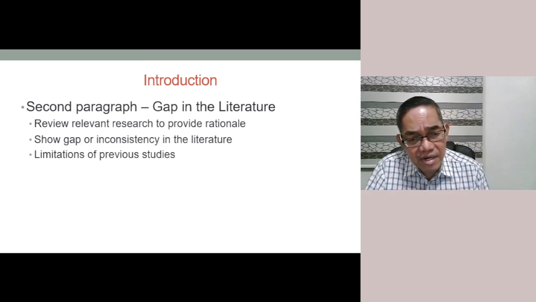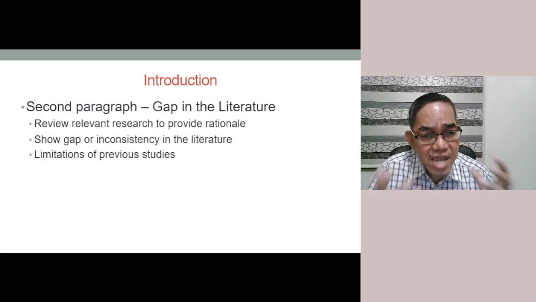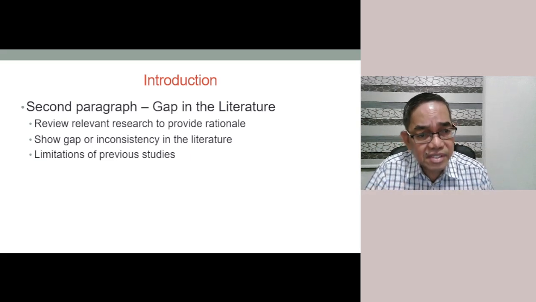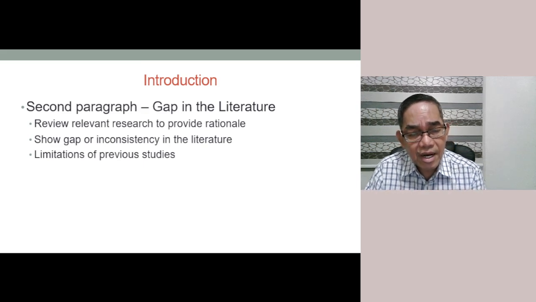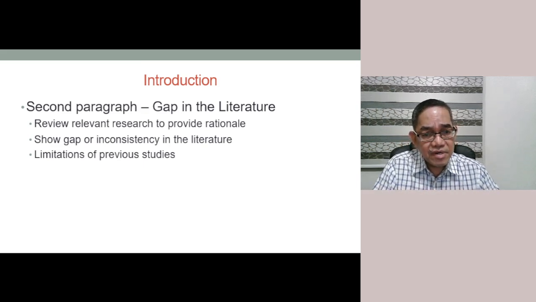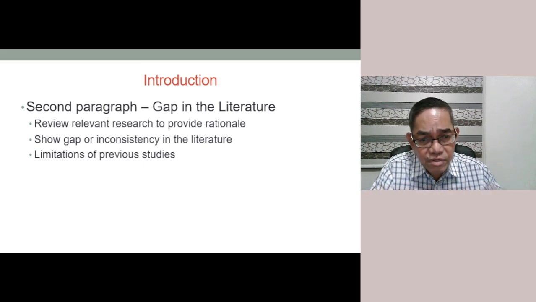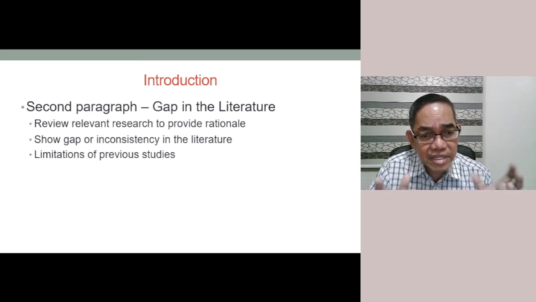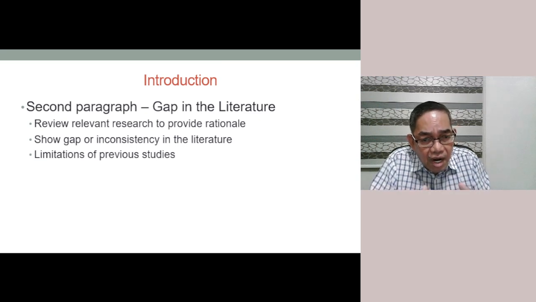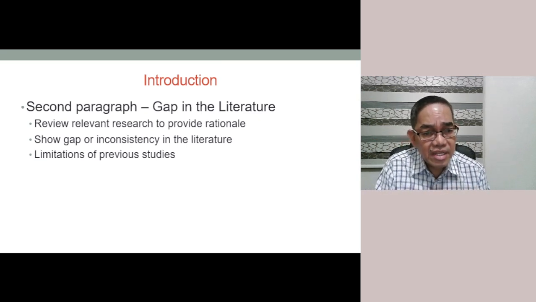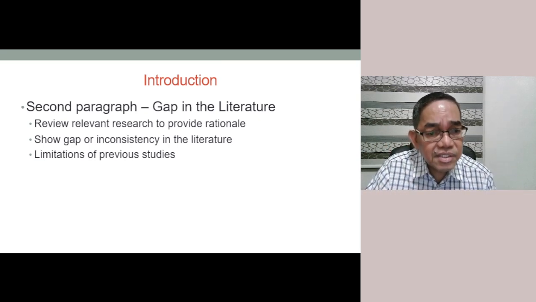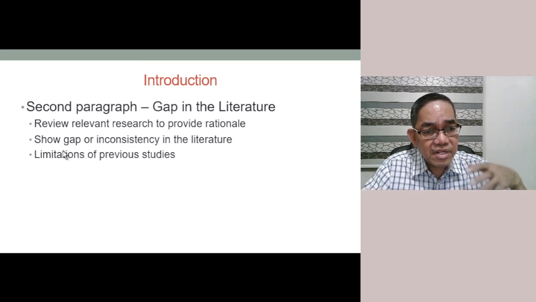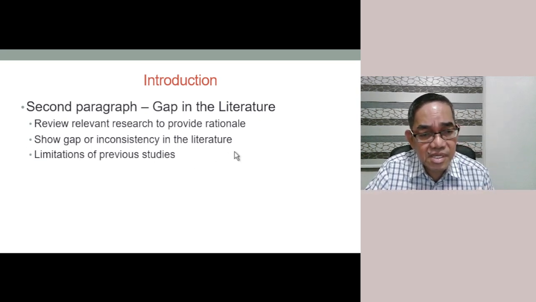Now, the second paragraph should be talking of gap in the literature, inconsistency in the literature. Review relevant research to provide rationale as well. I talked about rationale in the first paragraph. The second paragraph, when you talk of the literature, should also provide for the rationale. And you will have this rationale if there is a gap or inconsistency in the literature.